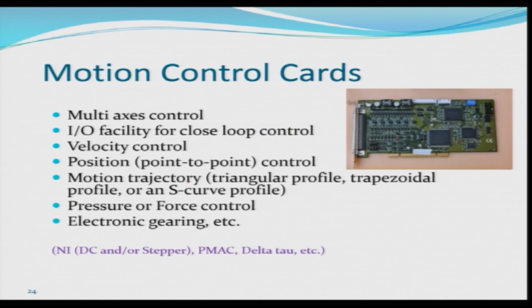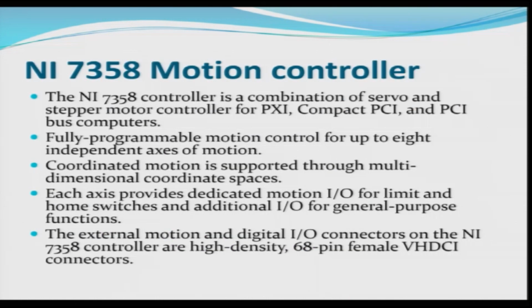Motion trajectories, that is triangular profile, trapezoidal profile or an S-curve profile, can be programmed, and one can have pressure or force control as the feedback from sensors if they are used, and electronic gearing is also possible to achieve further accuracy. There are different families of motion cards available from National Instruments, PMAC, Delta. So, we are using the specific National Instruments 7358 motion controller card.